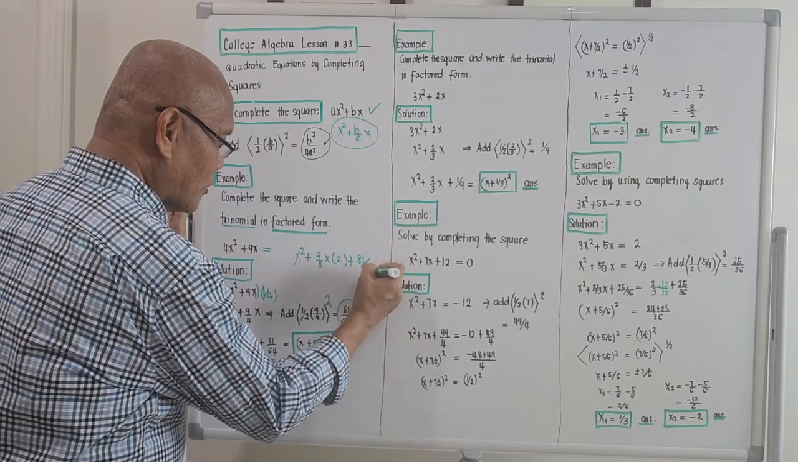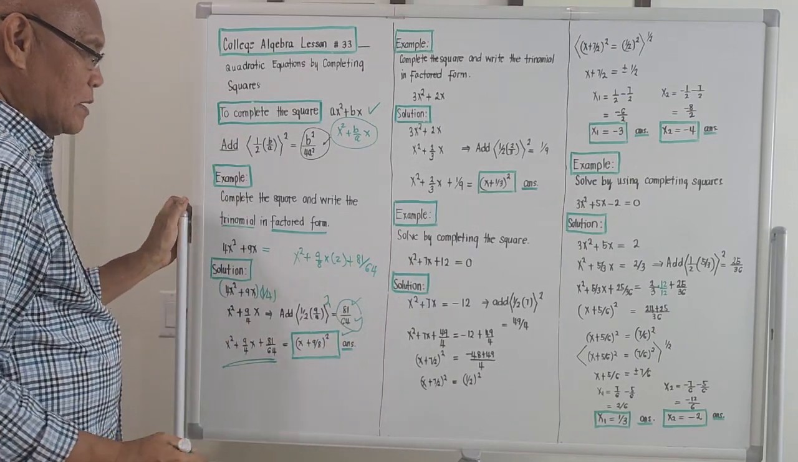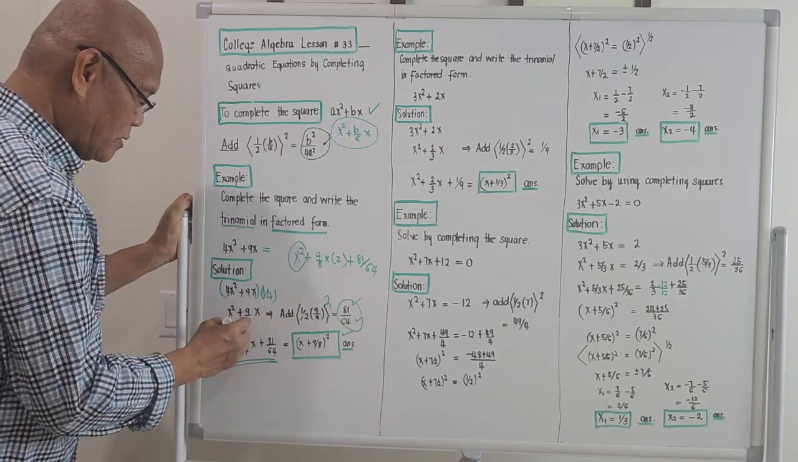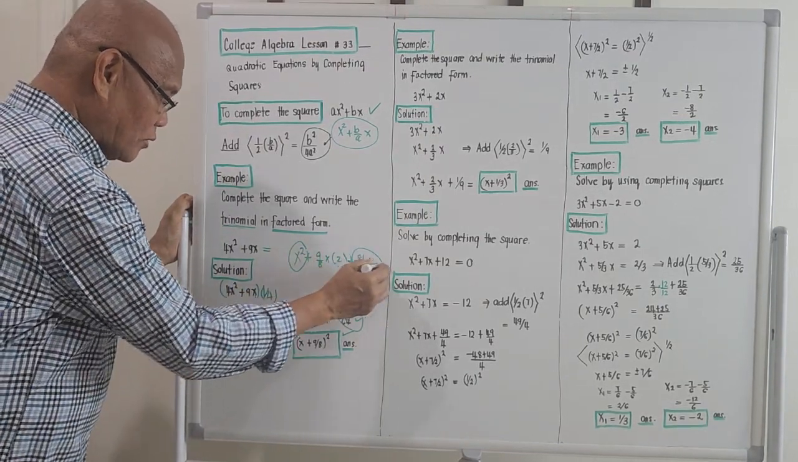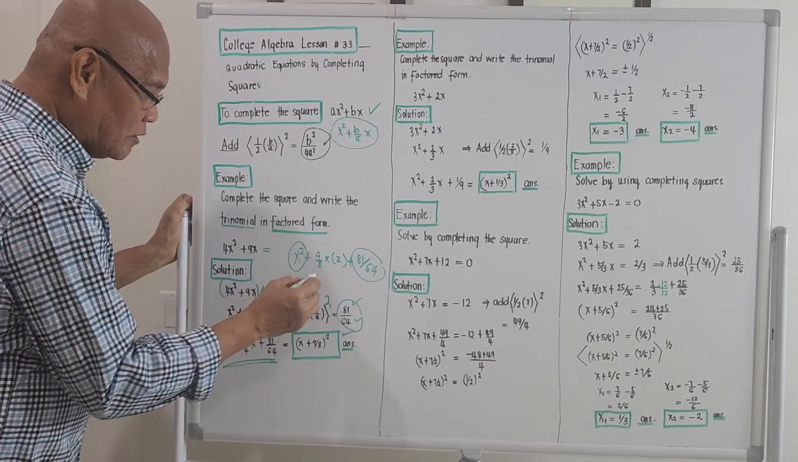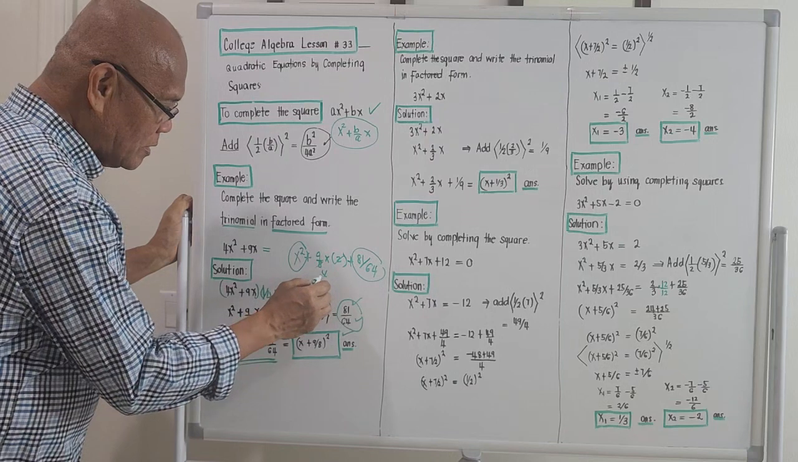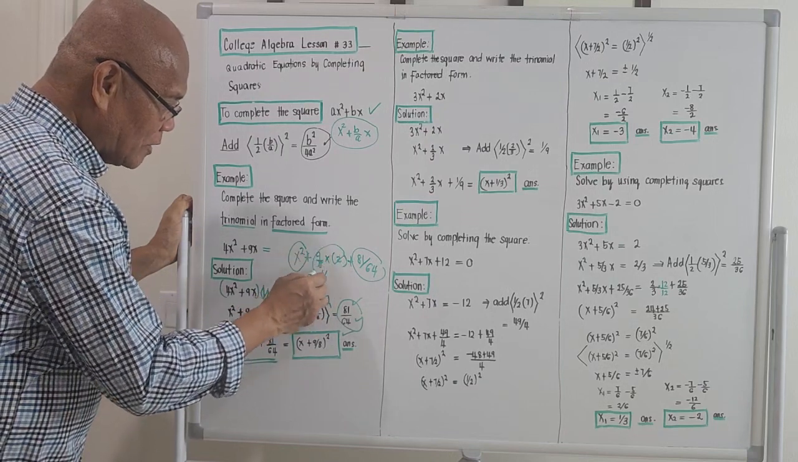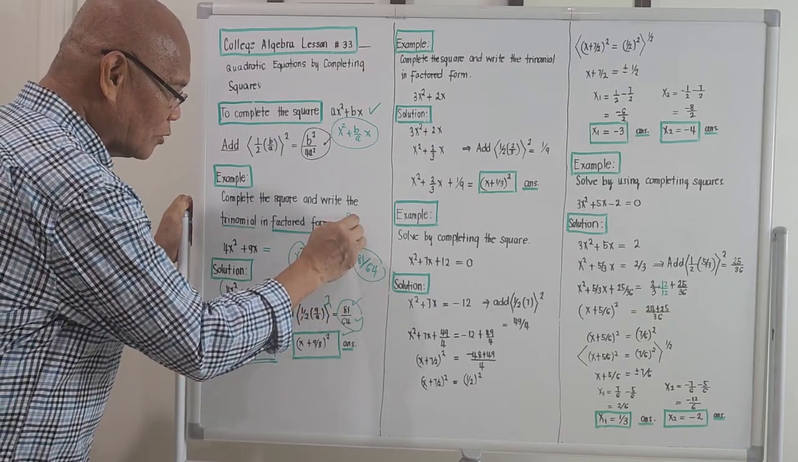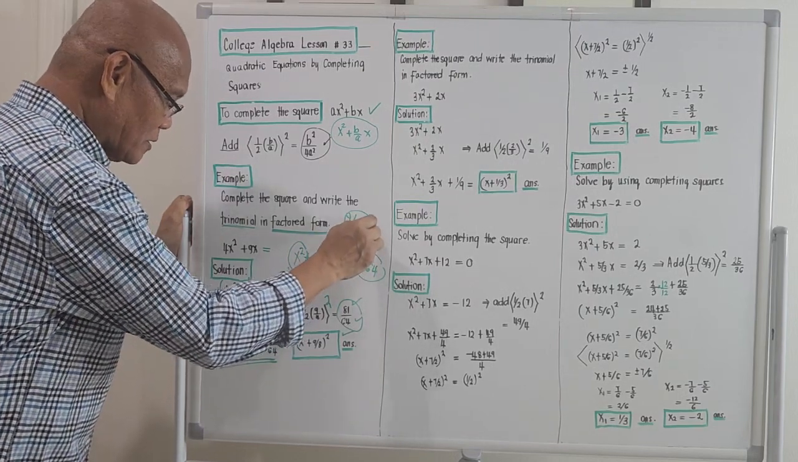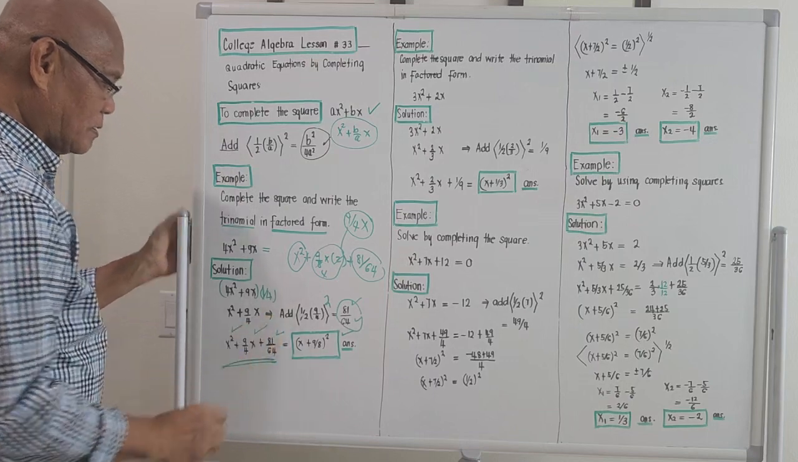81 over 64. Okay? So this is x squared. This is 81 over 64. And the middle term, this one here, cancels with this 4. So after the cancellation, the middle term will be 9 over 4x. And this 9 over 4x is actually this one.